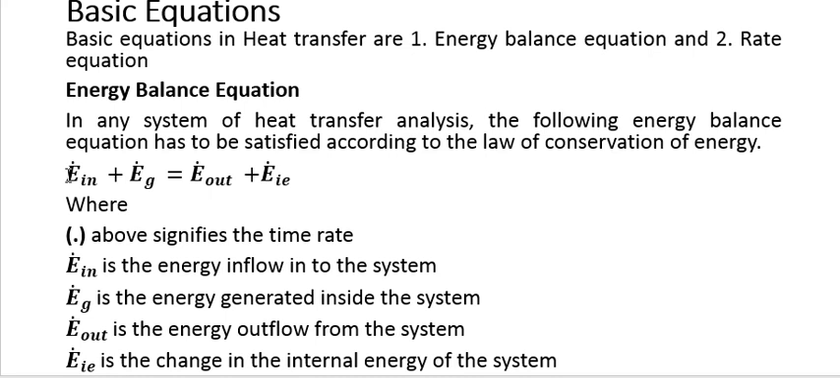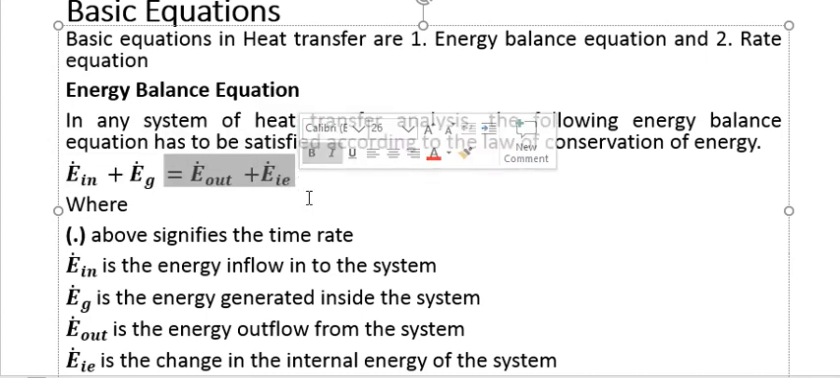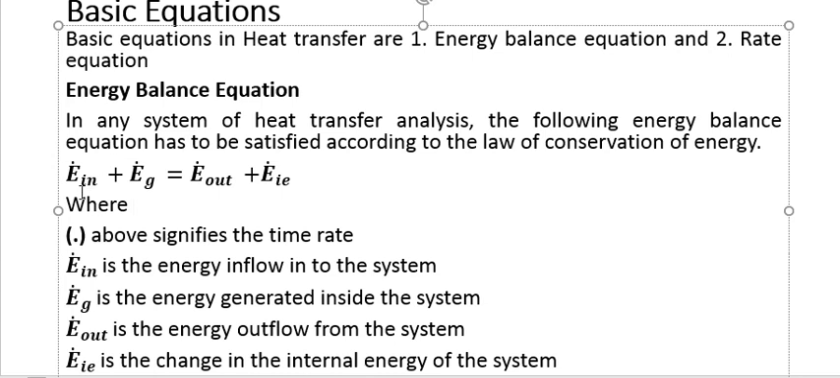The energy balance equation represents the equilibrium of energy in the system. According to the law of conservation of energy, E in plus E g is equal to E out plus E st. What is E? E is energy. E in is the energy inflow into the system. E g is the energy generated inside the system.